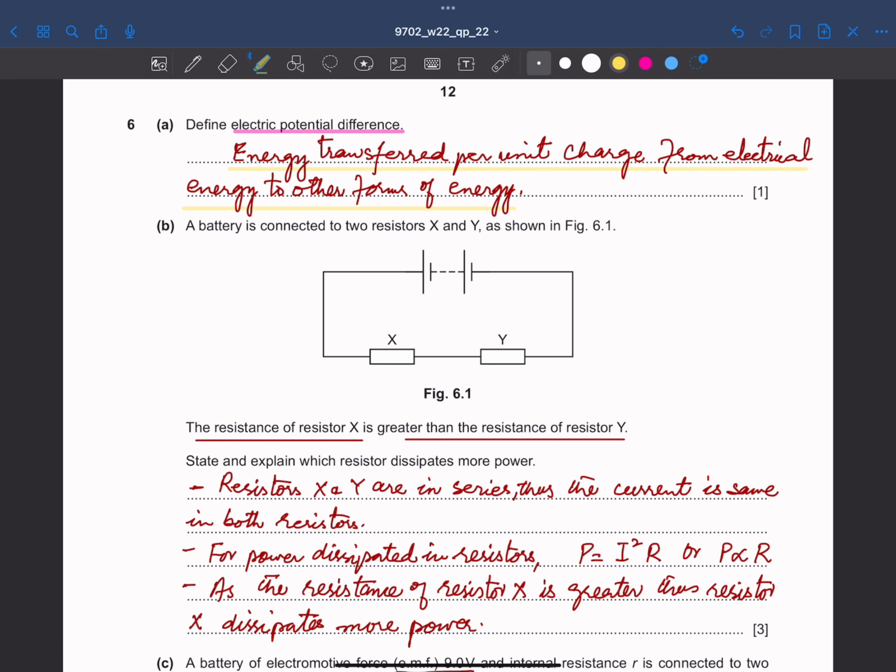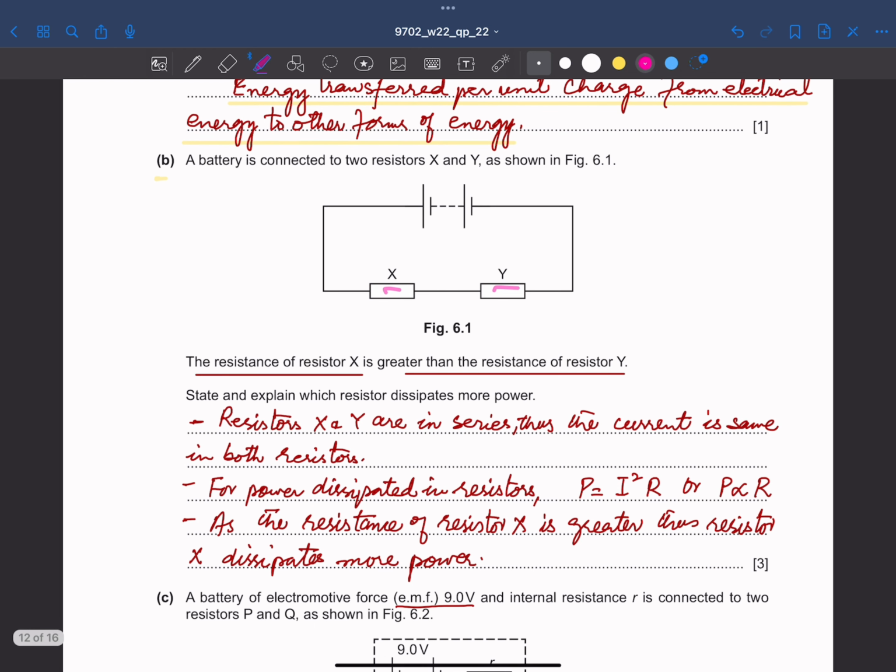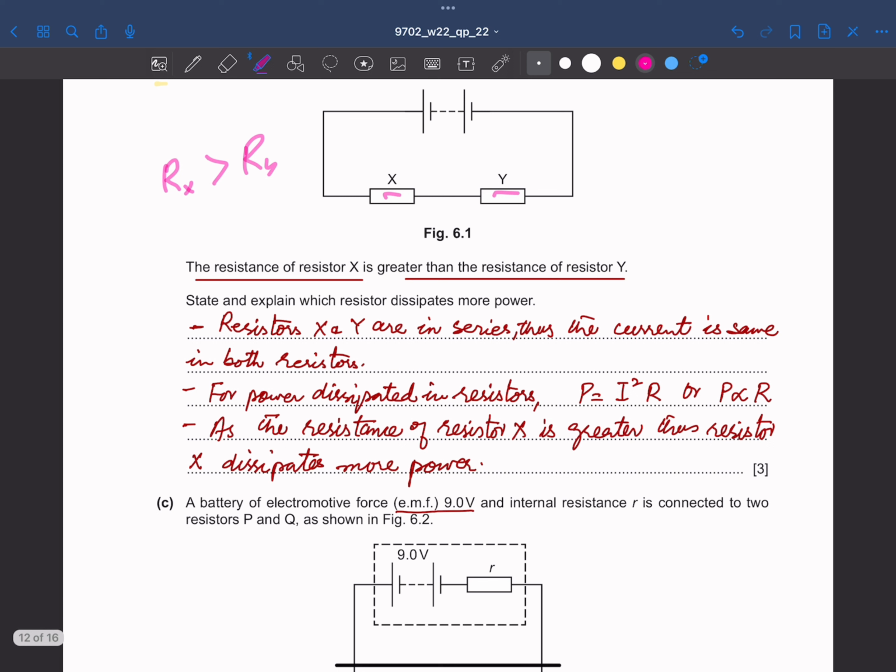Okay, then we have part B. They are saying the battery is connected to two resistors X and Y as shown in the figure. The resistance of resistor X is greater than the resistance of resistor Y, simply given as Rx is greater than Ry. State and explain which resistor dissipates more power. So we have to consider that P is equal to I square R, and obviously you can use this information to answer this question.